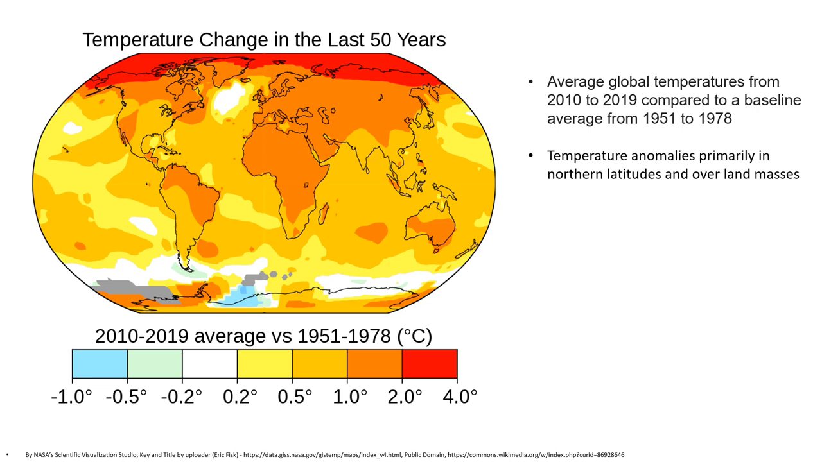Here is displayed a map of average global temperatures from 2010 to 2019 compared to the temperature profile recorded 50 years ago, that is in 1951 to 1978. A rise of 1 to 2 degrees Celsius in the temperature is more apparent in the northern hemisphere compared to the southern hemisphere, indicating it is proportional to the huge population which is present in the northern hemisphere. As a consequence of anthropogenic activities, the pollution level is higher in the northern hemisphere.